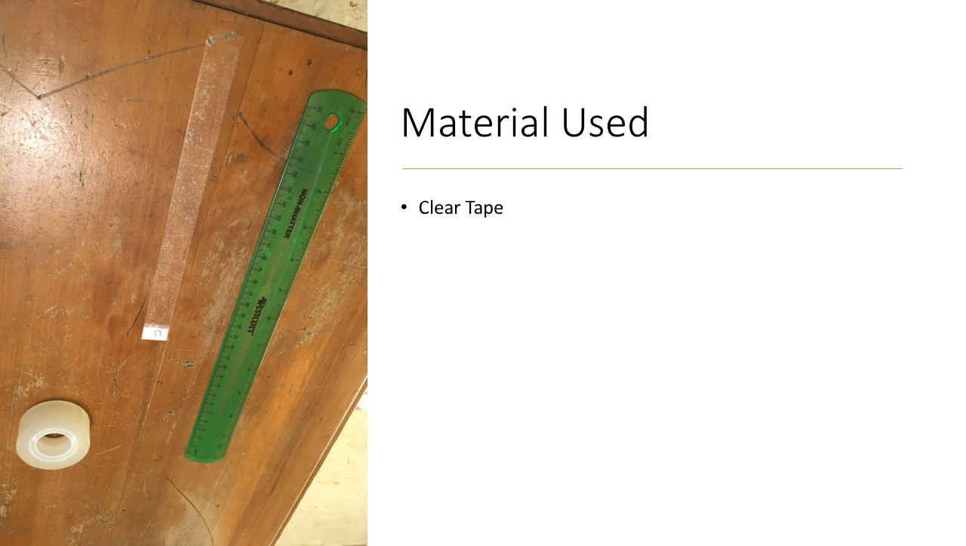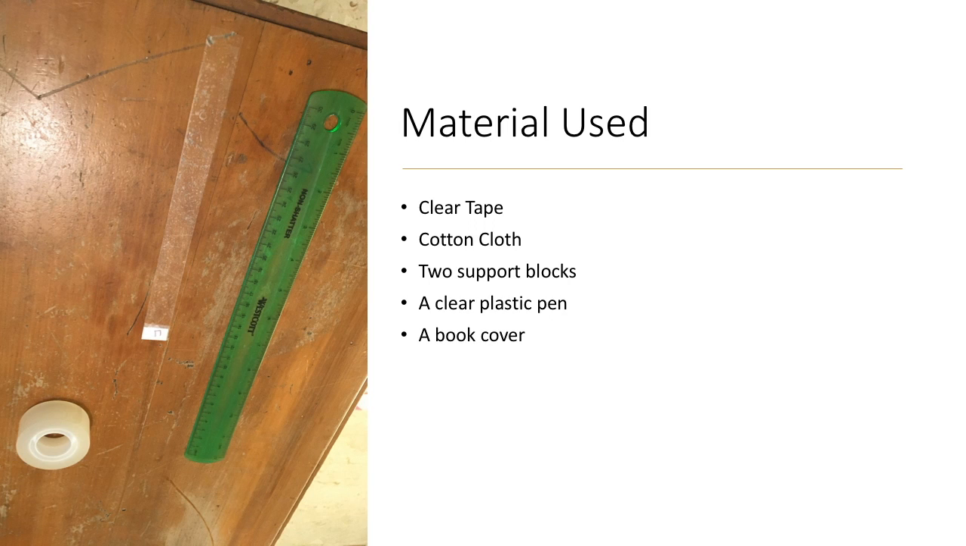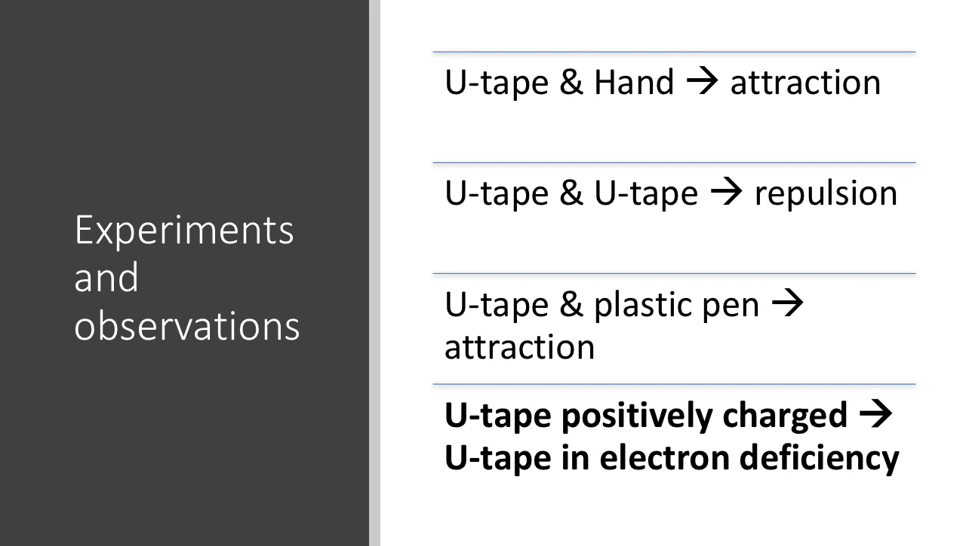The materials we used for those were clear tape, a ruler, 2 blocks for support, a clear plastic pen, and a book cover. So the first experiments we conducted were very simple, where we had to create U-tape and approach objects to this U-tape in order to see the reaction. So we saw that there was an attractive reaction between the U-tape and the hand when we approached the hand to it, whereas if we approached two U-tapes together, there was a repulsion.